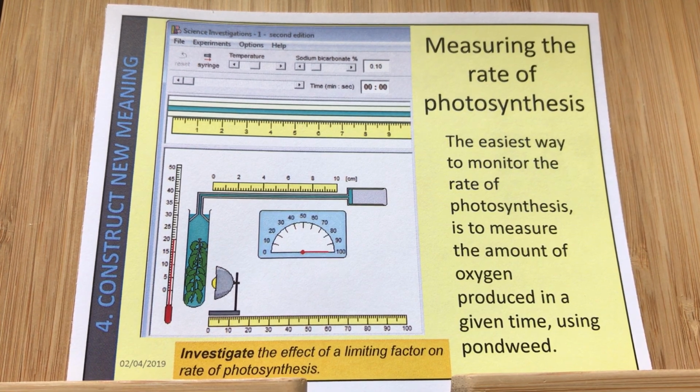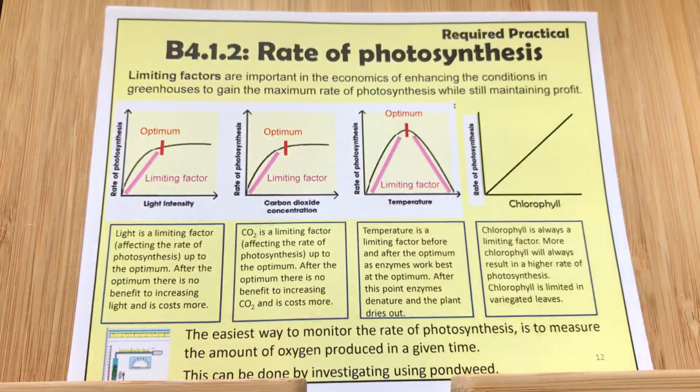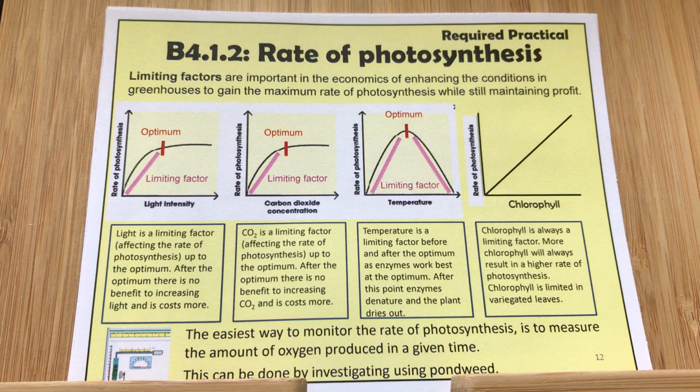So let's have a look at some of the results. You see at the bottom there it says the easiest way to monitor the rate of photosynthesis is to measure the amount of oxygen produced in a given time. This can be done by investigating using pondweed. Now, just like when we talk in C6 about rates of reaction, we can say, okay, let's do a fixed period of time, how much gas do we get?